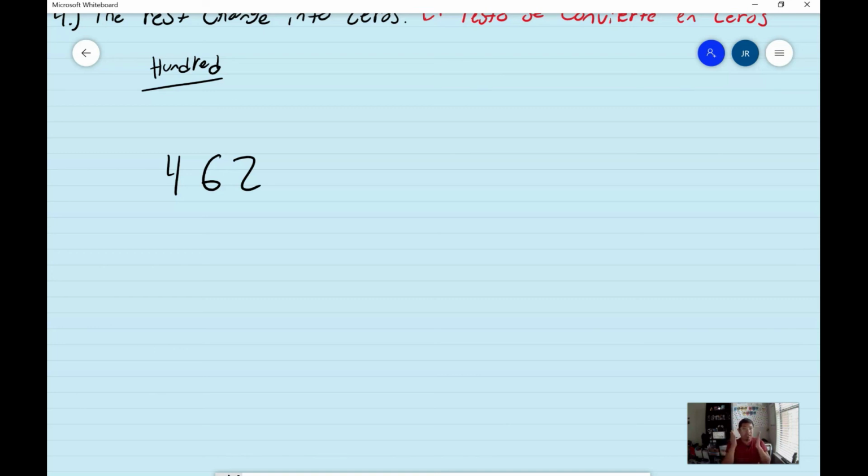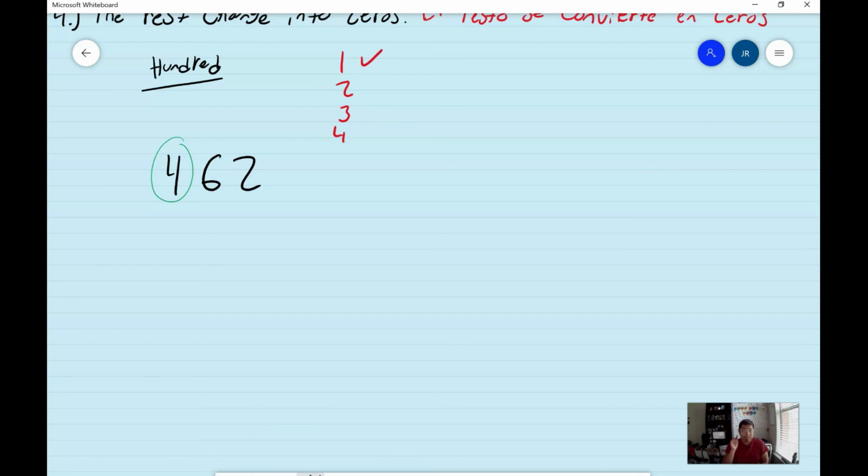Which one here is in the hundreds place value? ¿Cuál de esos números es en el valor posicional de centenas? El 4, okay? Okay, el primer paso, check. First step, check, okay? Second step says to look right next door, okay?